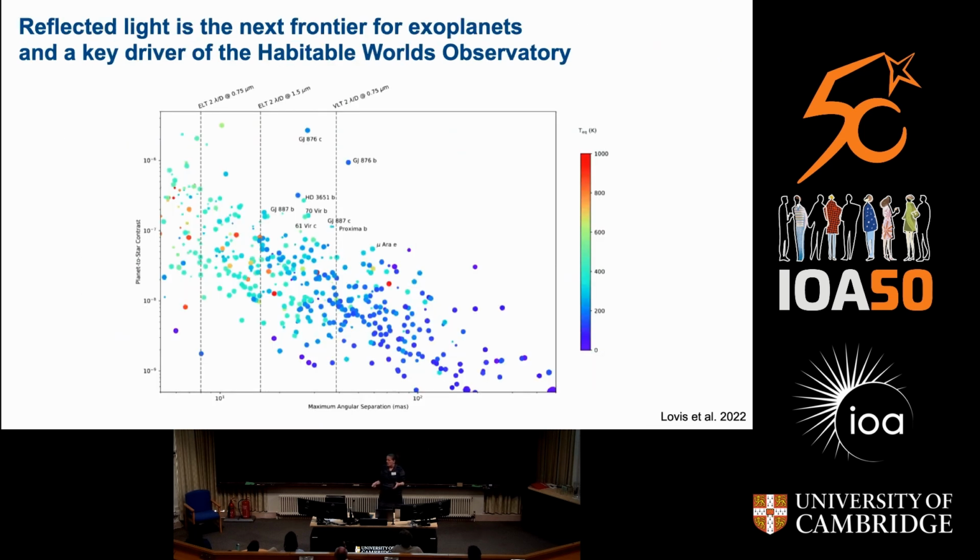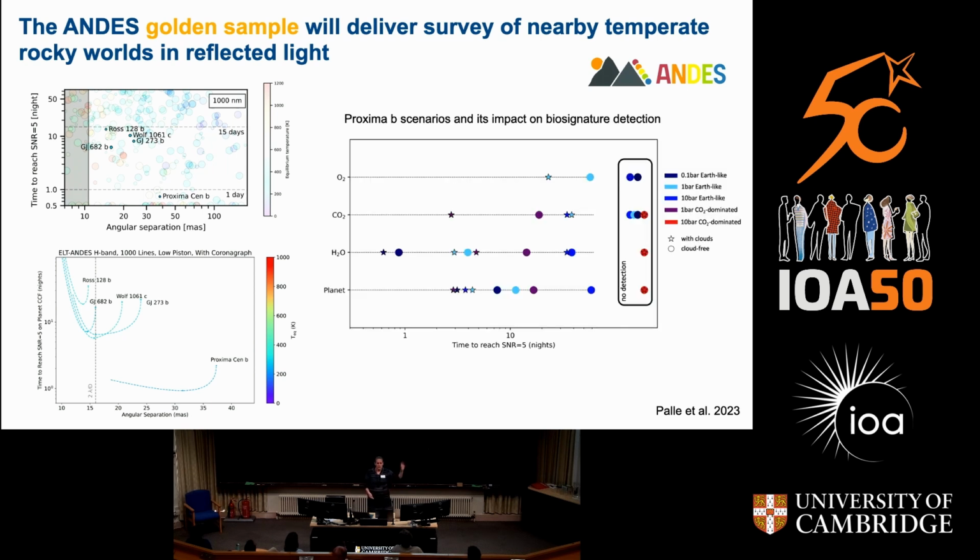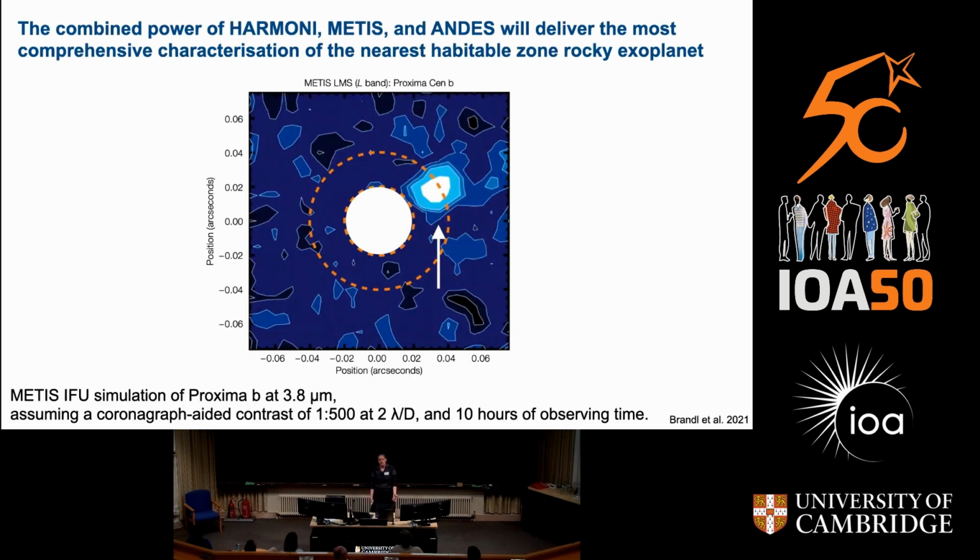However, reflected light is the driver for the Habitable Worlds Observatory, and ANDES has identified a golden sample that it can target on similar or less timescales to actually deliver a sample of reflected light. And for different scenarios for Proxima b, it can take between 1 hour and 50 hours to actually make a detection of various different biosignatures. The story is similar for METIS. About 10 hours, we think we can start to access the atmosphere of Proxima b.